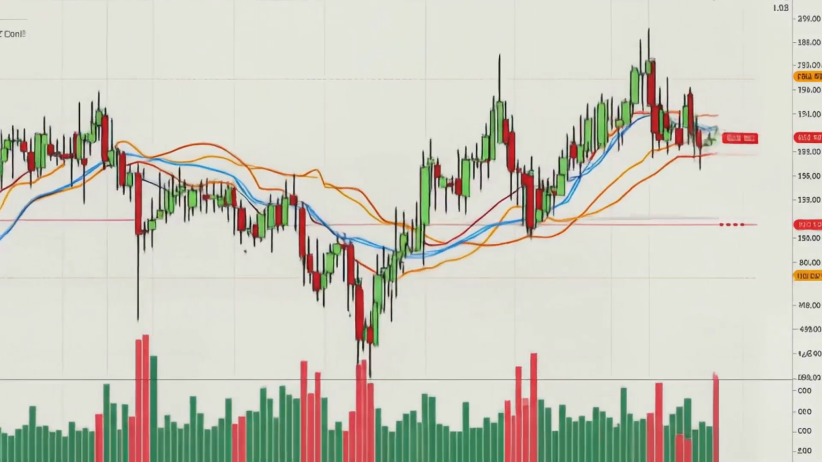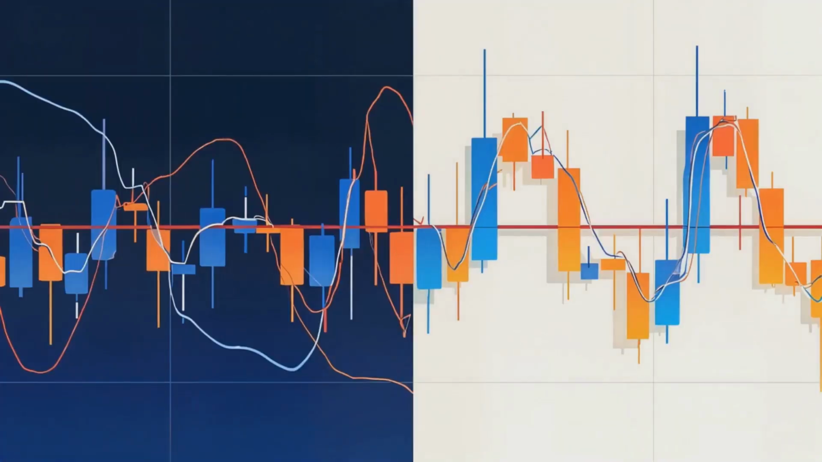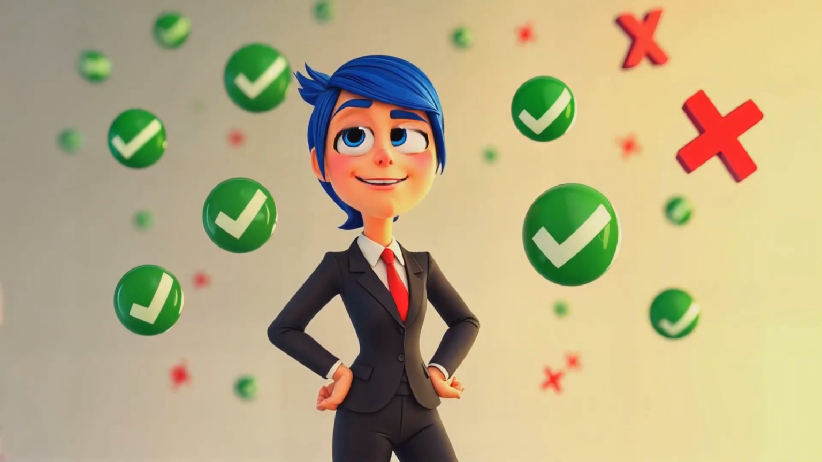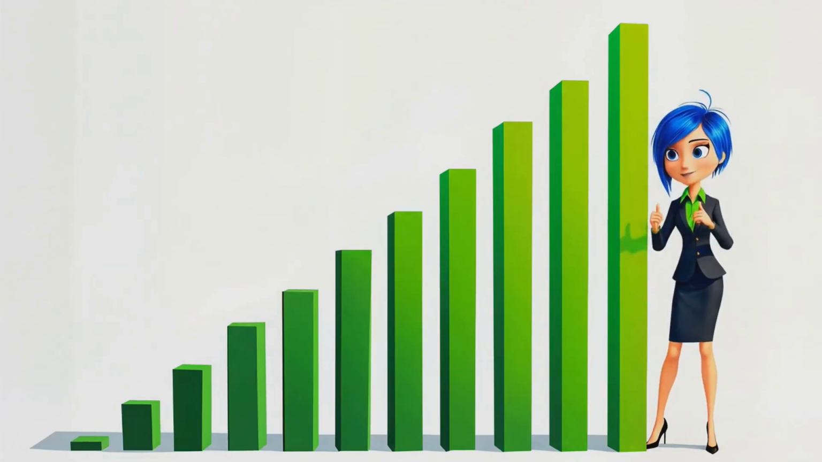In conclusion, mastering moving averages and integrating them with additional technical indicators allows traders to make more informed, strategic decisions, improving trade reliability, minimizing risks, and enhancing overall profitability.